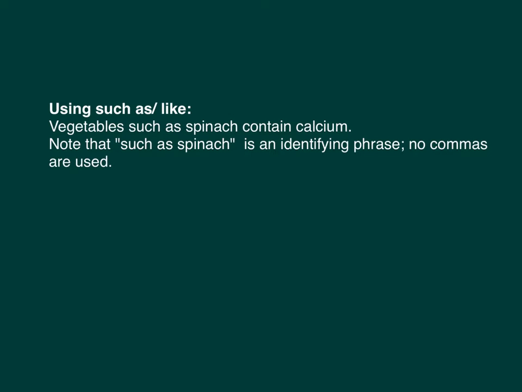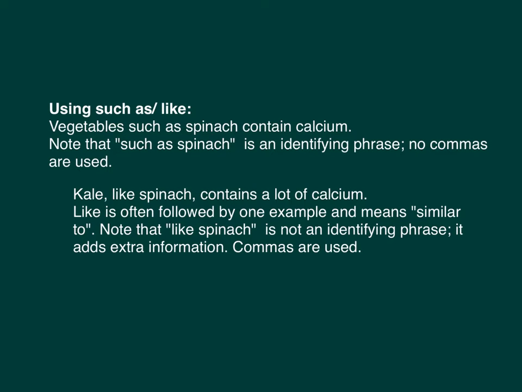Using such as and like. Vegetables such as spinach contain calcium. Note that such as spinach is an identifying phrase. No commas are used. Now we can elaborate that with a little bit more examples. For example, vegetables, like spinach, contain a lot of calcium. Like is often followed by one example and means similar to. Note that like spinach is not an identifying phrase, it adds extra information. Therefore, commas are used.